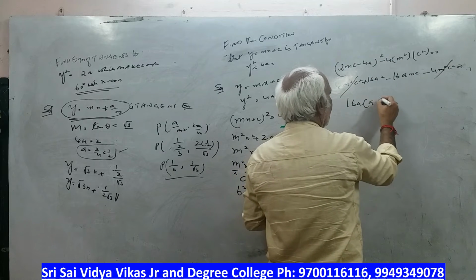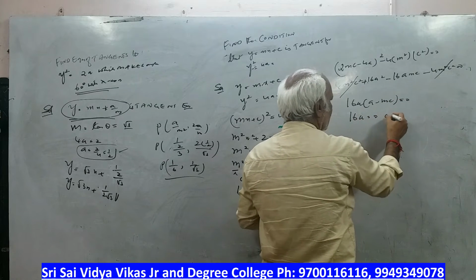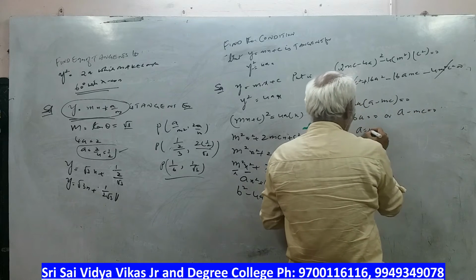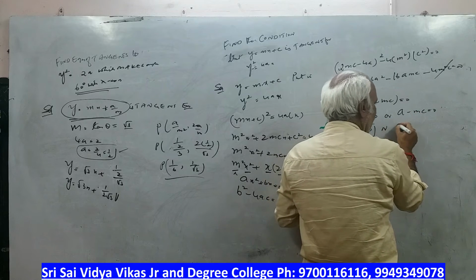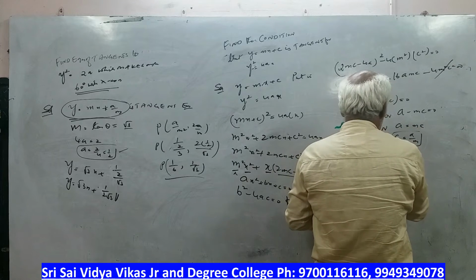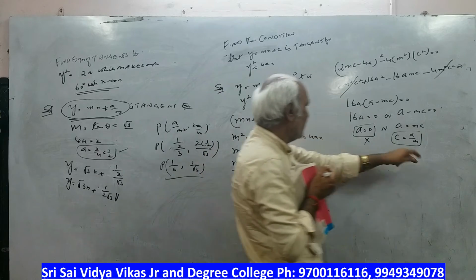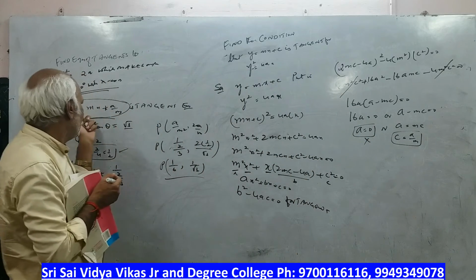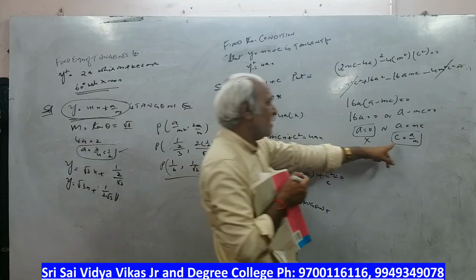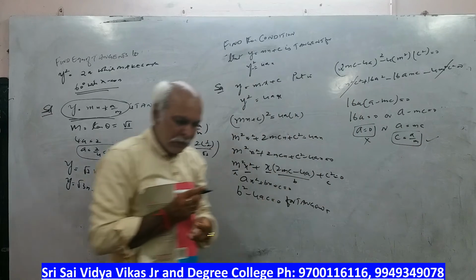16a common: a minus mc is equal to 0. 16a is equal to 0 or a minus mc is equal to 0. So a is equal to 0 or a is equal to mc, c is equal to a by m. a cannot be 0 because once a is 0, the parabola will not exist. c is a by m. I told you every time we are writing y is equal to mx plus a by m. So here a by m is what we have to prove, c is a by m. That's what we are proving. Okay, please note this.